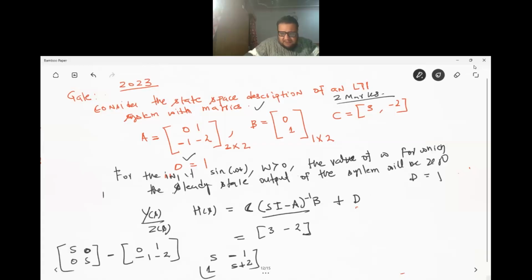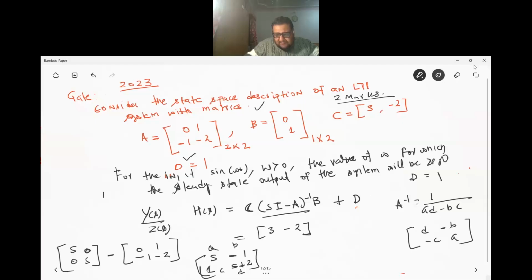And I told you the matrix inverse is simple with the determinant. See, if the matrix is A, B, C, D, A inverse would be equal to this: you write 1 over AD minus BC, and you just interchange this D and A here. Write this as minus B and minus C. That's all you have to do. So first let's interchange it, then we calculate the determinant.